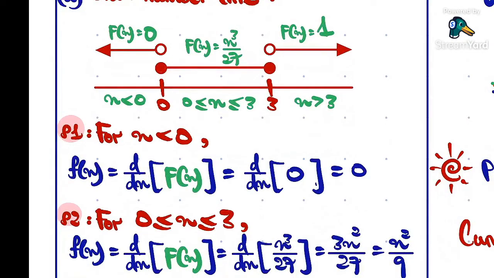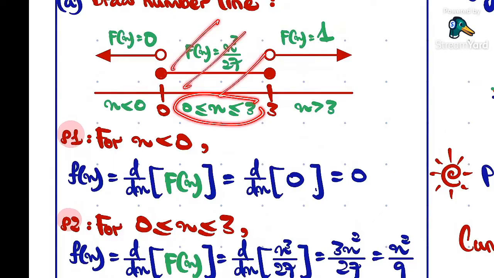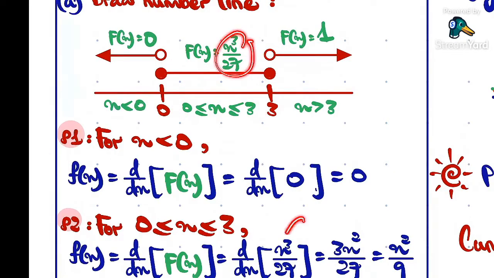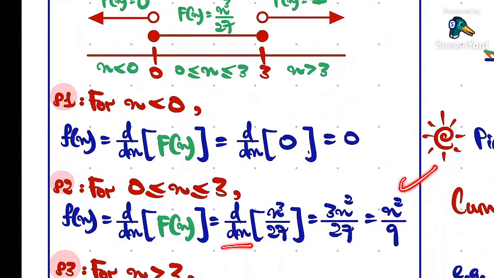Second step, the second part of the region. Again, you put f(x) equal to the derivative of the big letter F. So the big letter F right now is focusing on x cubed over 27. Why is it x cubed over 27? It's just because at this second part of the region, we have this function. That's why we focus on this function only, x cubed over 27. And so we differentiate it, we will get x squared over 9.